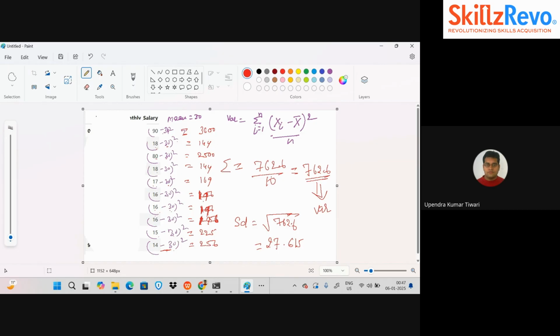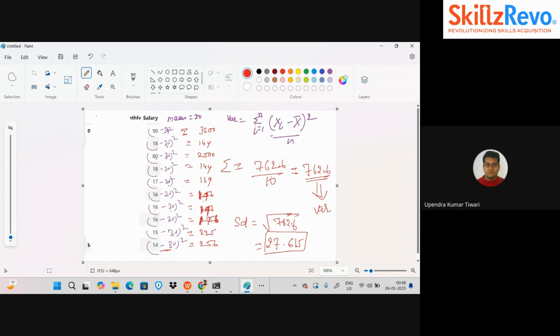What does it mean? Any interpretation? It means whatever the salary is, it is going to vary. So most salaries in this data set tend to vary by approximately 27.615, either above or below.